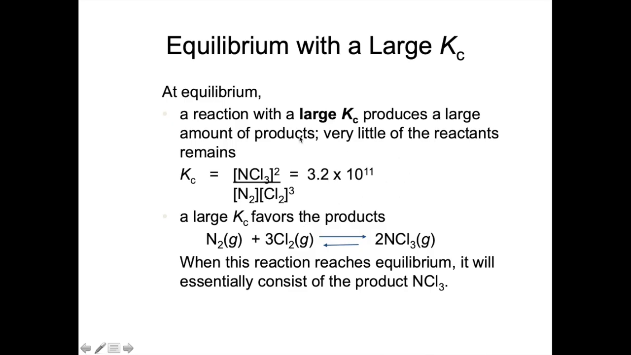Okay? All right. Anyway, the bottom line I want you to get out of this is that whenever you have a large value of Kc, what does that tell us? It just tells us that we have a lot of product and very little reactant. We're going to get a lot of the stuff on the right of the expression and very little of the stuff on the left.